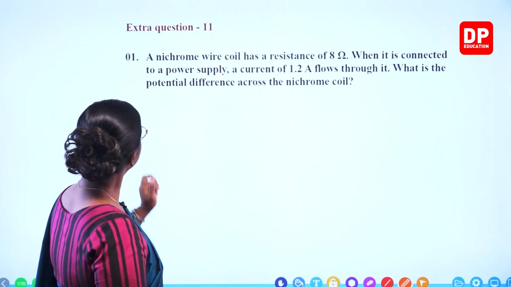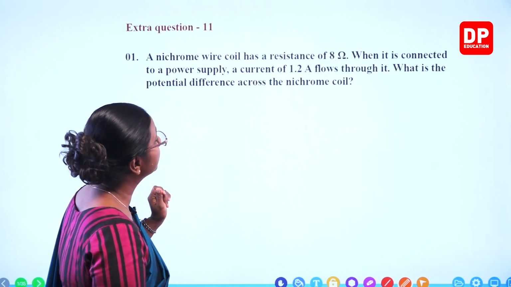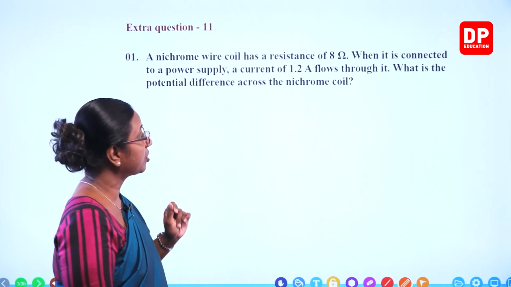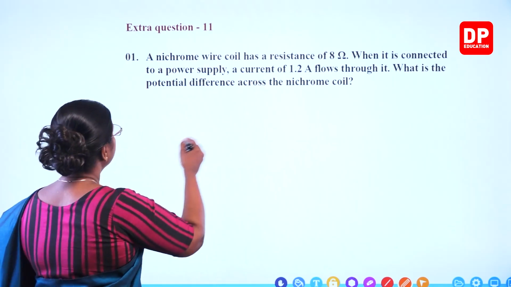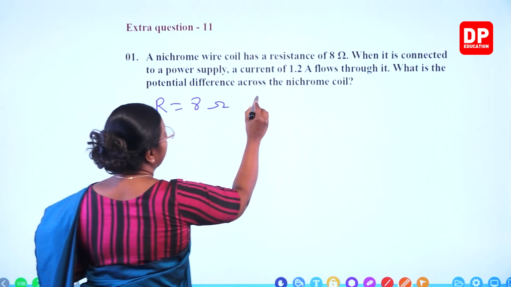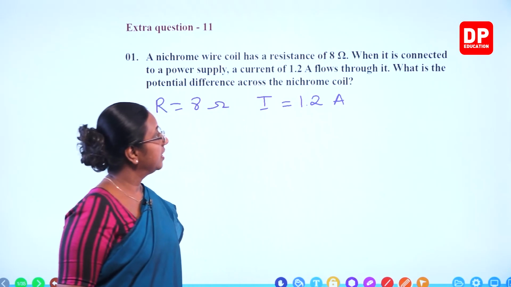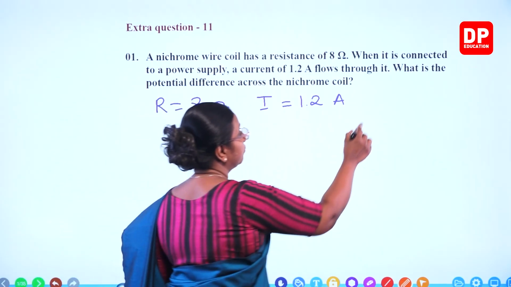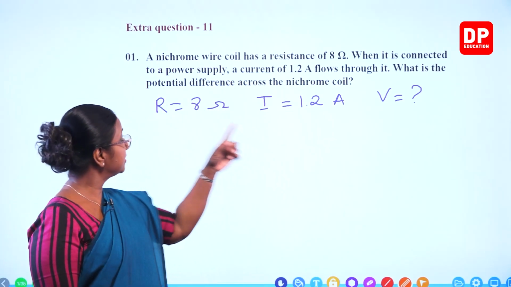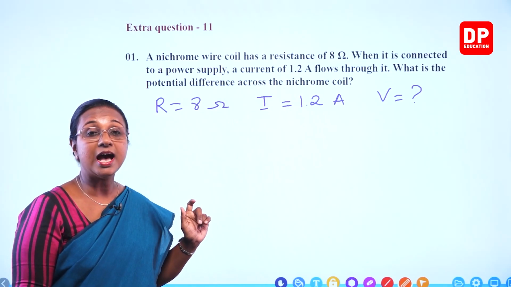Then, when it is connected to a power supply, a current of 1.2 amperes flows through it. What is the potential difference across the nichrome coil? So, the data given to us are R equals 8 ohm resistance and current I equals 1.2 amperes. And what do we need to find? We need to find potential difference or voltage. So what is the relationship? Ohm's law. V equals IR.